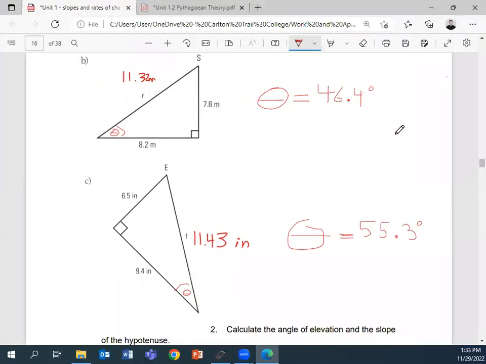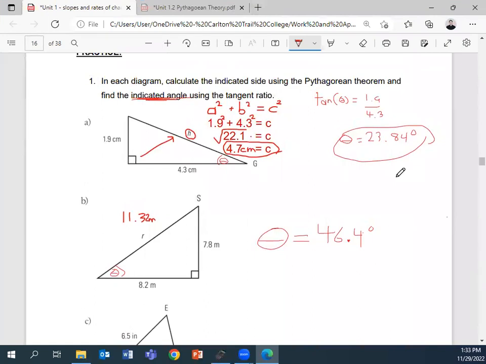Okay, so you should find the answers here now. For B and C, I only did it to 1 decimal place because that's what Past Me wrote down. So if you've gotten 46.4, you're close enough. So this is the answer here, 23.84 degrees. You thought it was this side and that side first? I see.